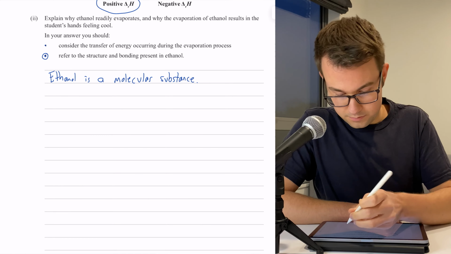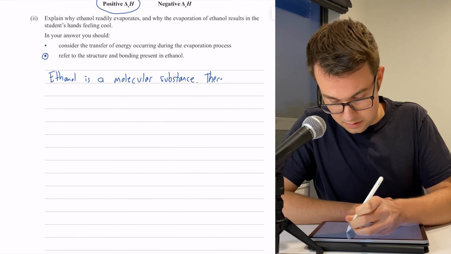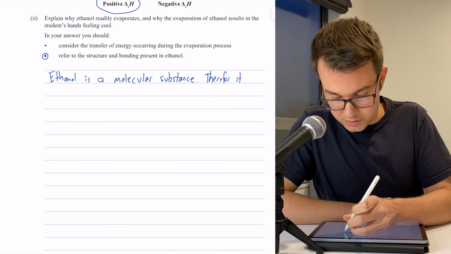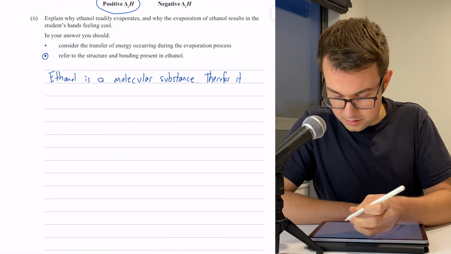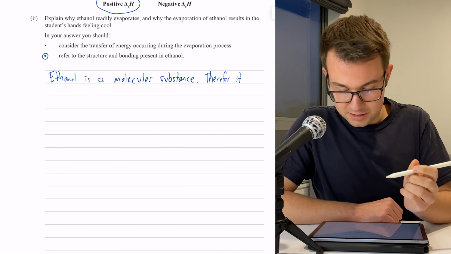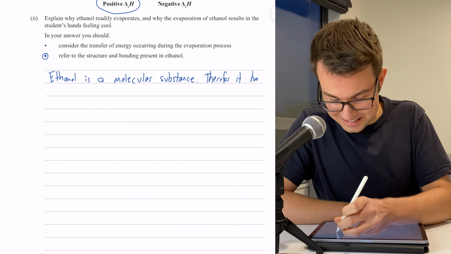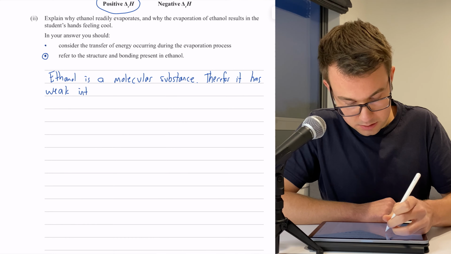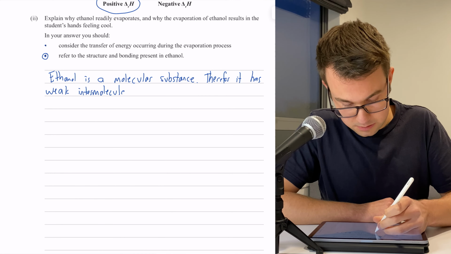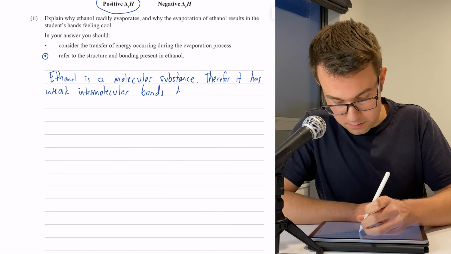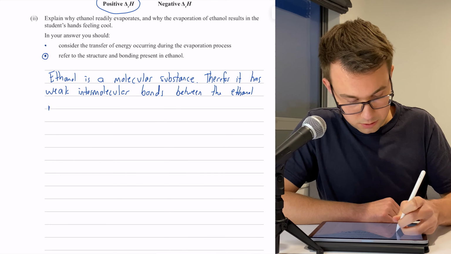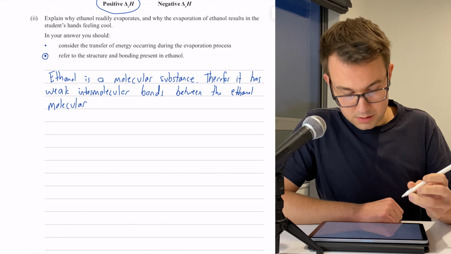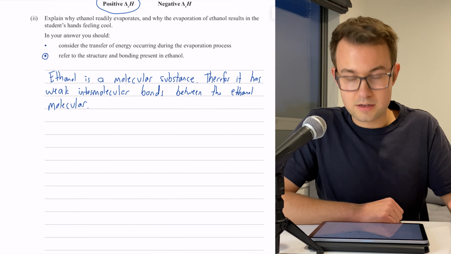And therefore it has weak intermolecular bonds between the ethanol molecules. So a molecular substance has weak intermolecular bonds.